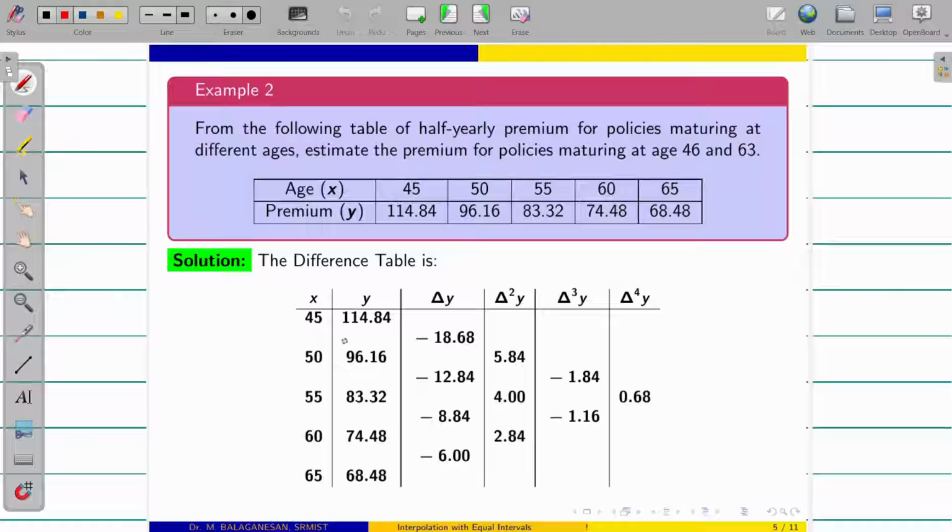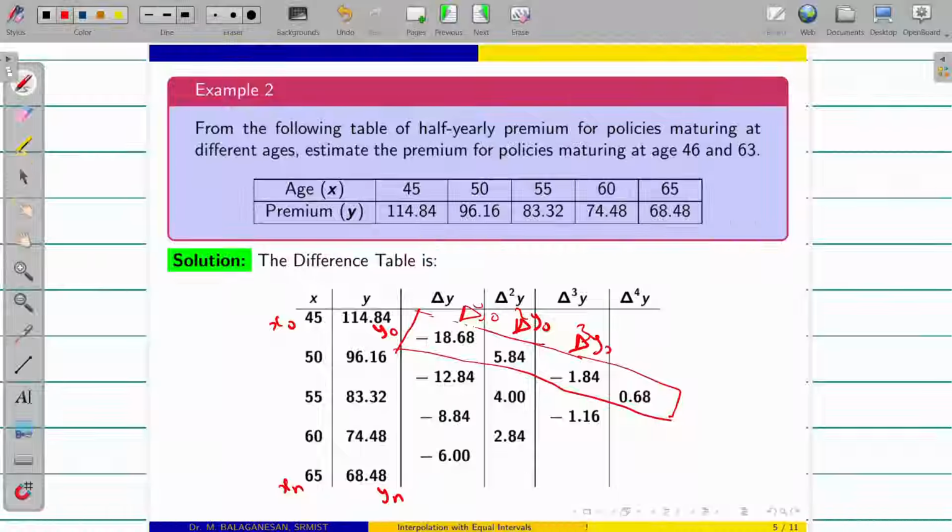So you know very well from the table values only, we will take the first value of x will give x naught, the last value of x will give xn, the first value of y will give y naught, the last value of y will give y1, and the rest of the values we will take from this. That's it. So it is exactly delta y naught. This is delta square y naught. This is delta cube y naught. This is delta power 4 y naught.